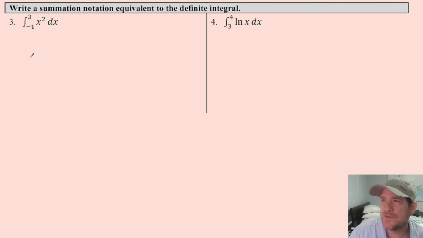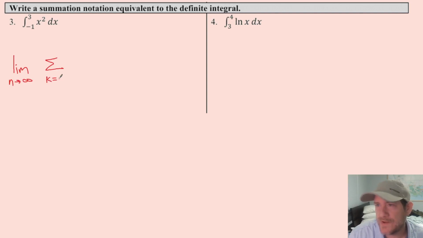So write a summation notation. All right, fine. So we're going to go limit as n approaches infinity of the sum as k starts at 1 and goes to n. And again, just do b minus a, subtract those limits of integration, you get 4. Divide that by n, there's your delta x. Then multiply that by the function, which for us again is just x squared.